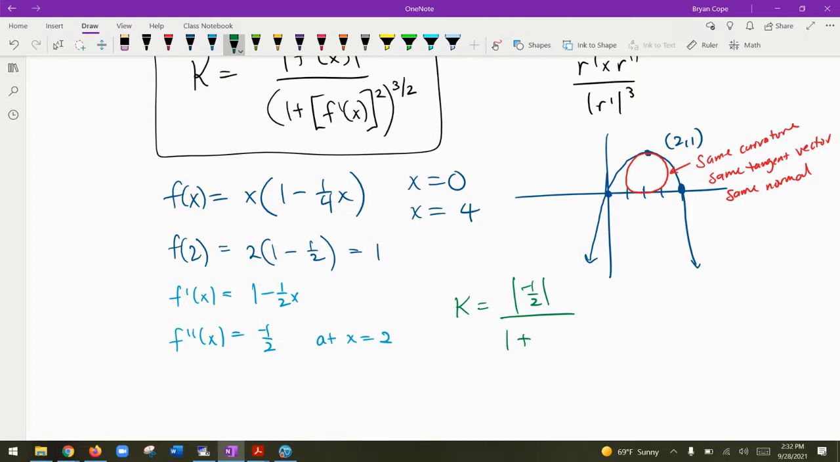0 squared, all to the 3/2. So that's simple. 1/2 over 1, so our curvature is 1/2. Any questions about the curvature work?